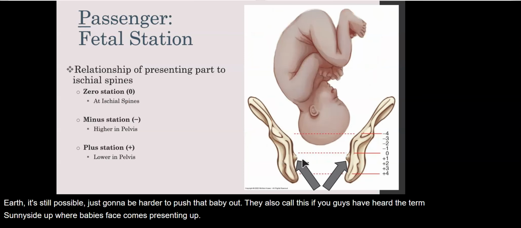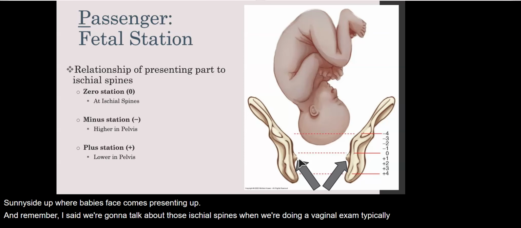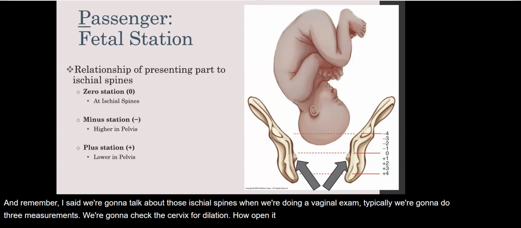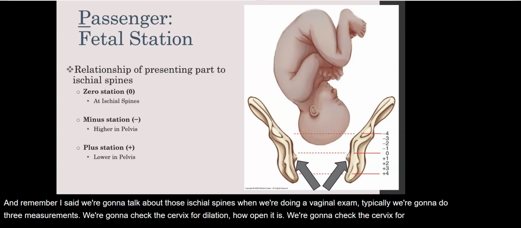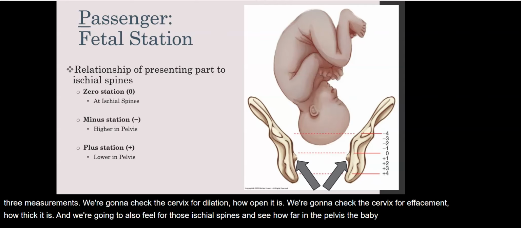And remember I said we're going to talk about those ischial spines. When we're doing a vaginal exam, typically we're going to do 3 measurements. We're going to check the cervix for dilation, how open it is. We're going to check the cervix for effacement, how thick it is. And we're going to also feel for those ischial spines and see how far in the pelvis the baby is in relation to those spines.